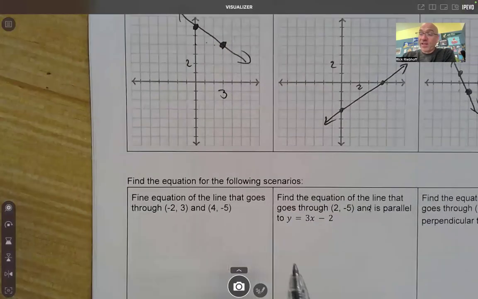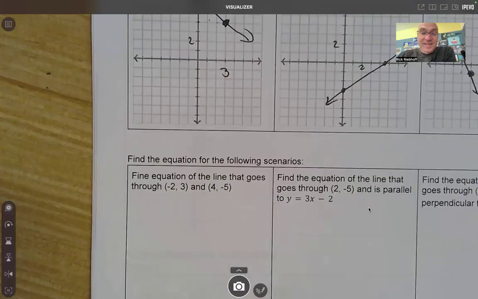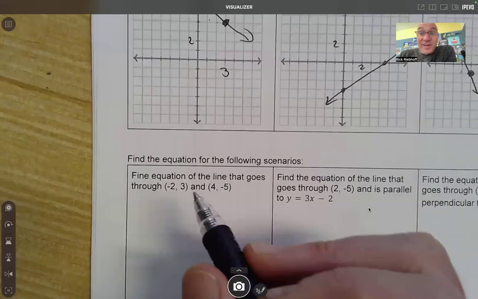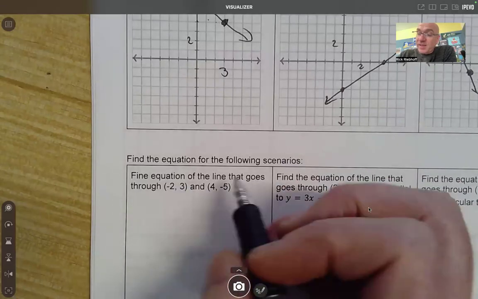All right. Find the equation in the following scenarios. This one gets kind of nasty, but we'll do it. It's okay if numbers get a little funky. We're going to get some fractions in this one. These will be a little nicer. Find the equation of the line that goes through this.